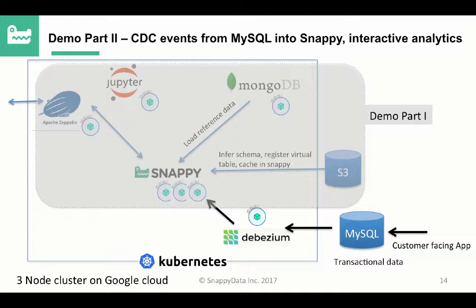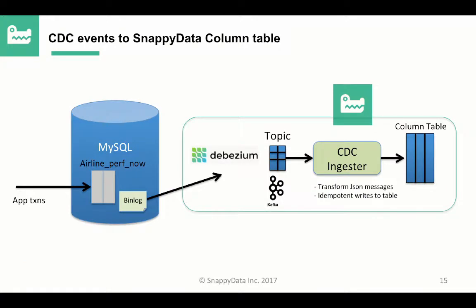We use MySQL to simulate our transactional database that's being continuously written into from a customer-facing application or microservices. And then we essentially run Debezium that's capturing these events and routing them to Snappy. All right, so let's take a brief closer look at what the demo is doing.